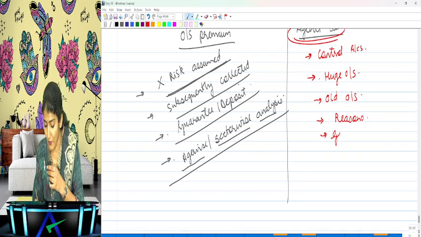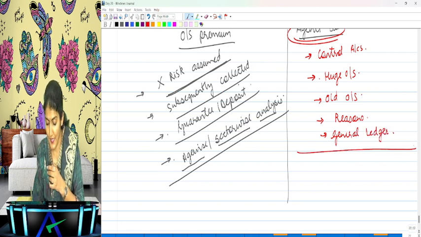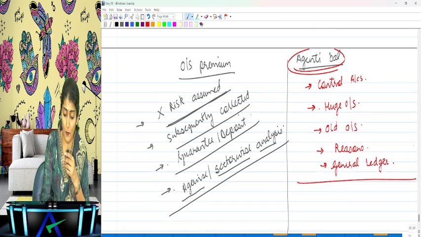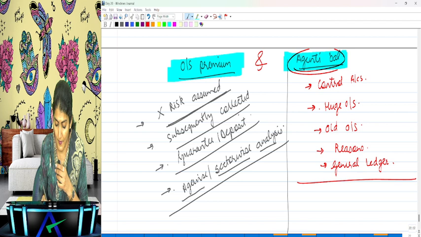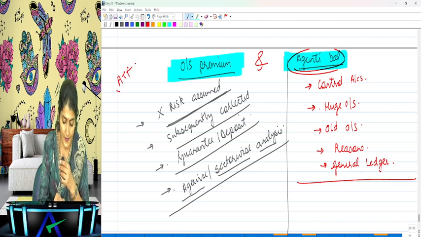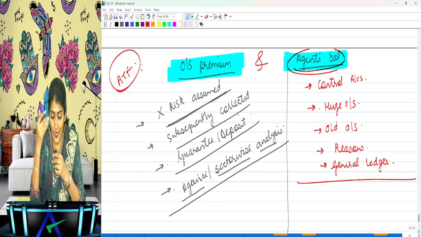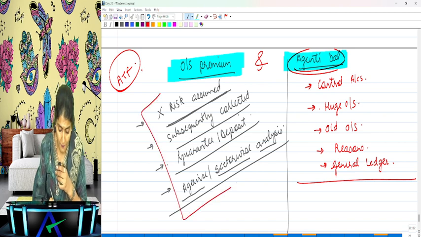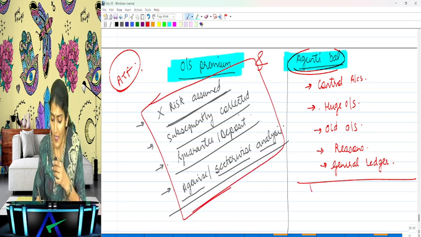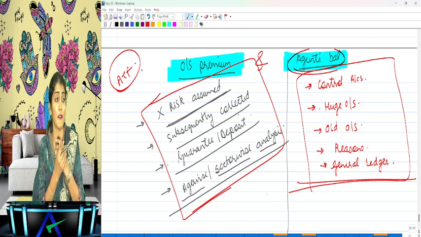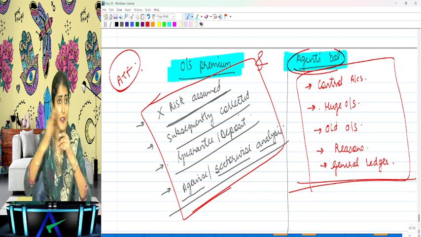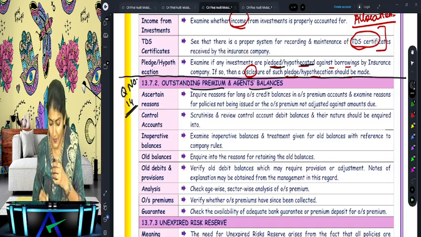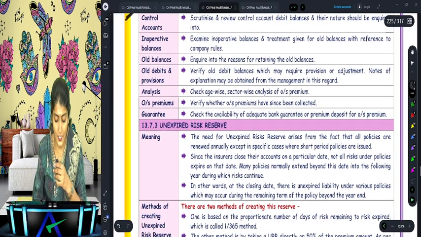And you can also review the agent's balance. You can tally it with the general ledger. So these are the points which we have for the outstanding premium and the agent's balance. Right, question asked 6 times in your exams. But when we need to write down the points, first we have a few points regarding the outstanding premium and a few points regarding the agent's balance, right? We need to divide the heading into two parts. What are the two parts? Outstanding premium and the agent's balances.